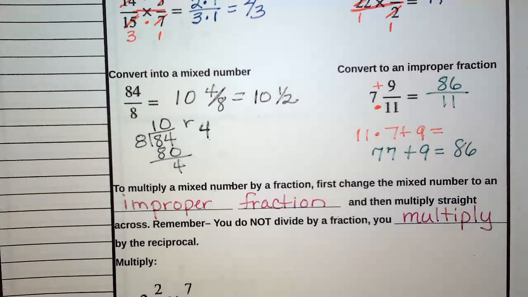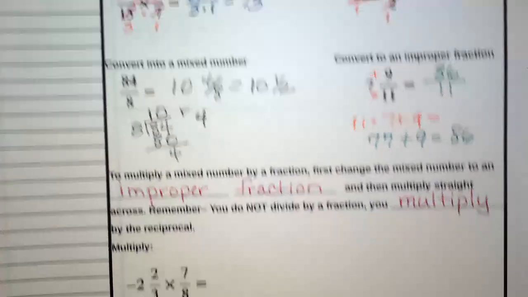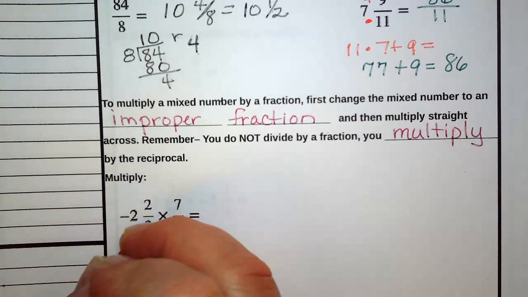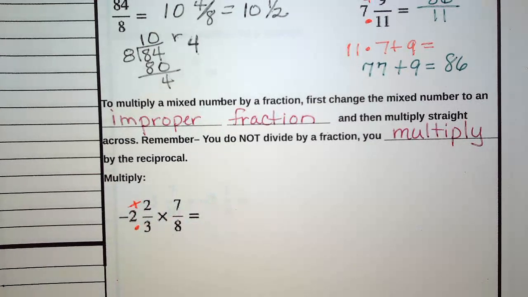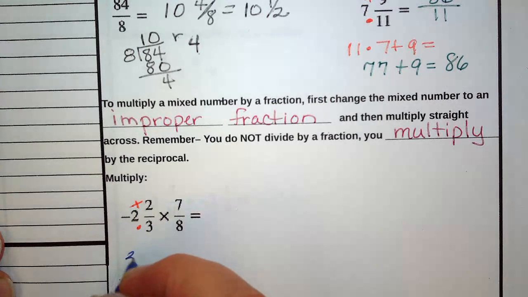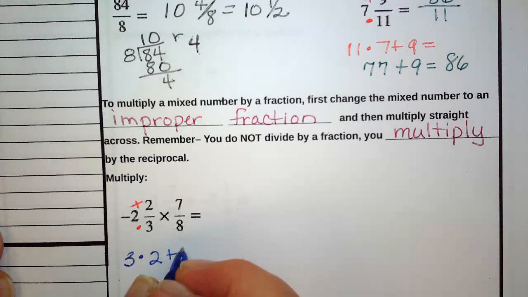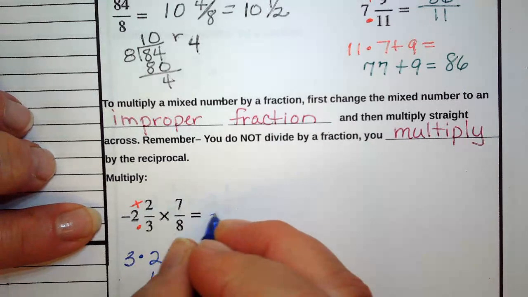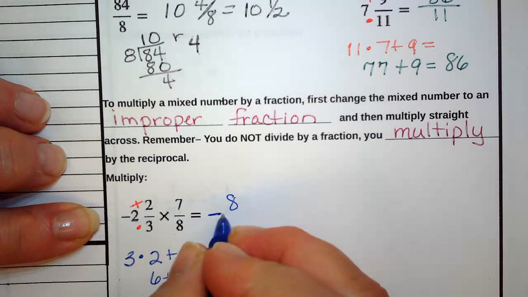So, how does this work? Let's find out. You multiply and then you add. So I've got 3 times 2 plus 2. 6 plus 2, which is 8. What about the negative sign? Well, we still put it there, but we kind of ignore it till we get the improper fraction set up. So this is a negative 8 over 3.